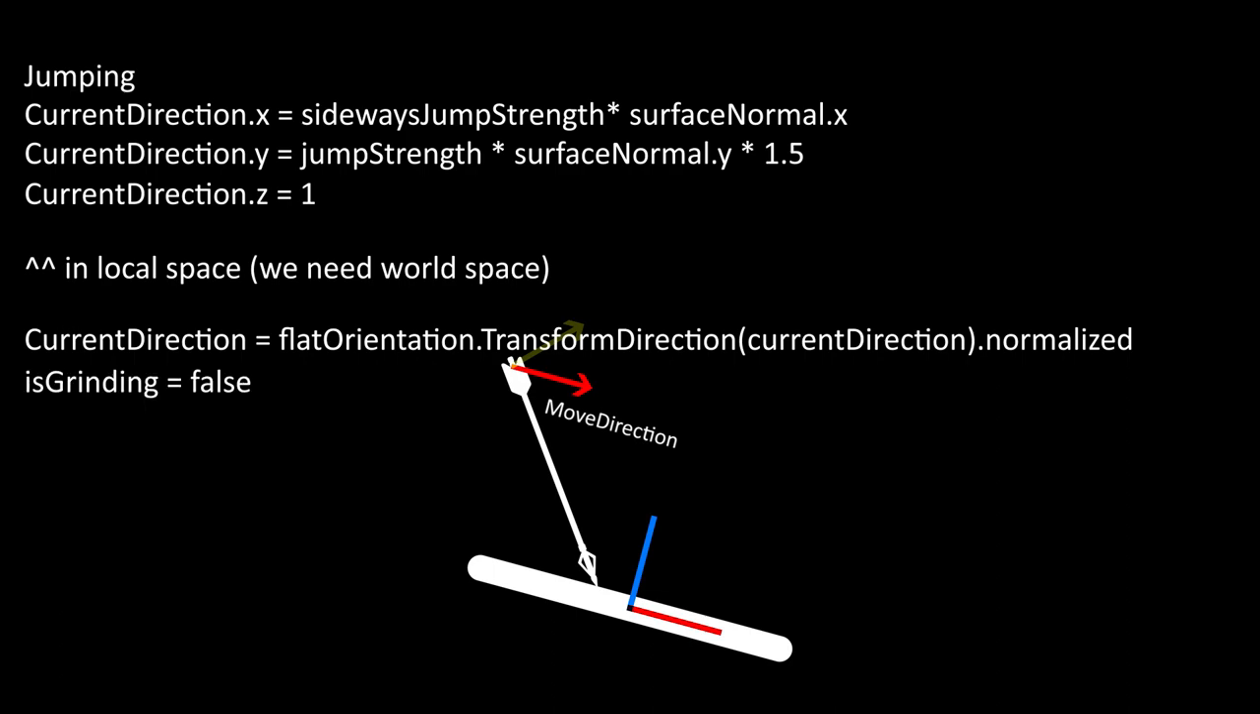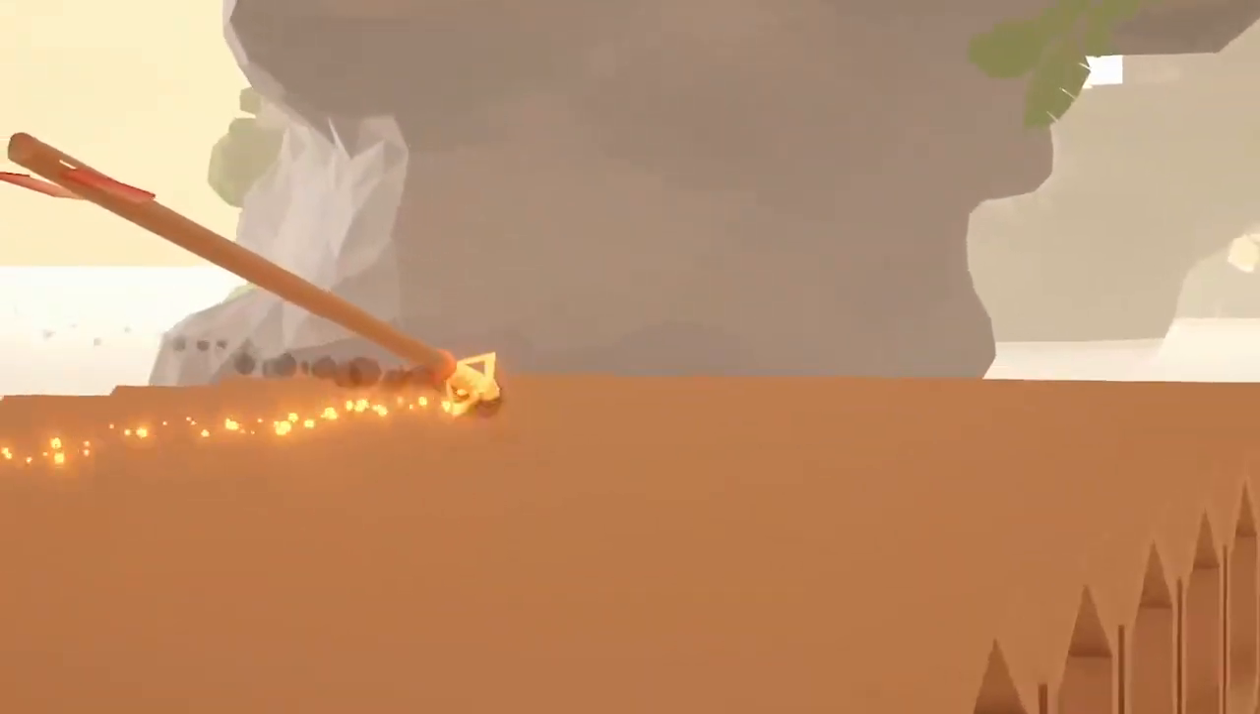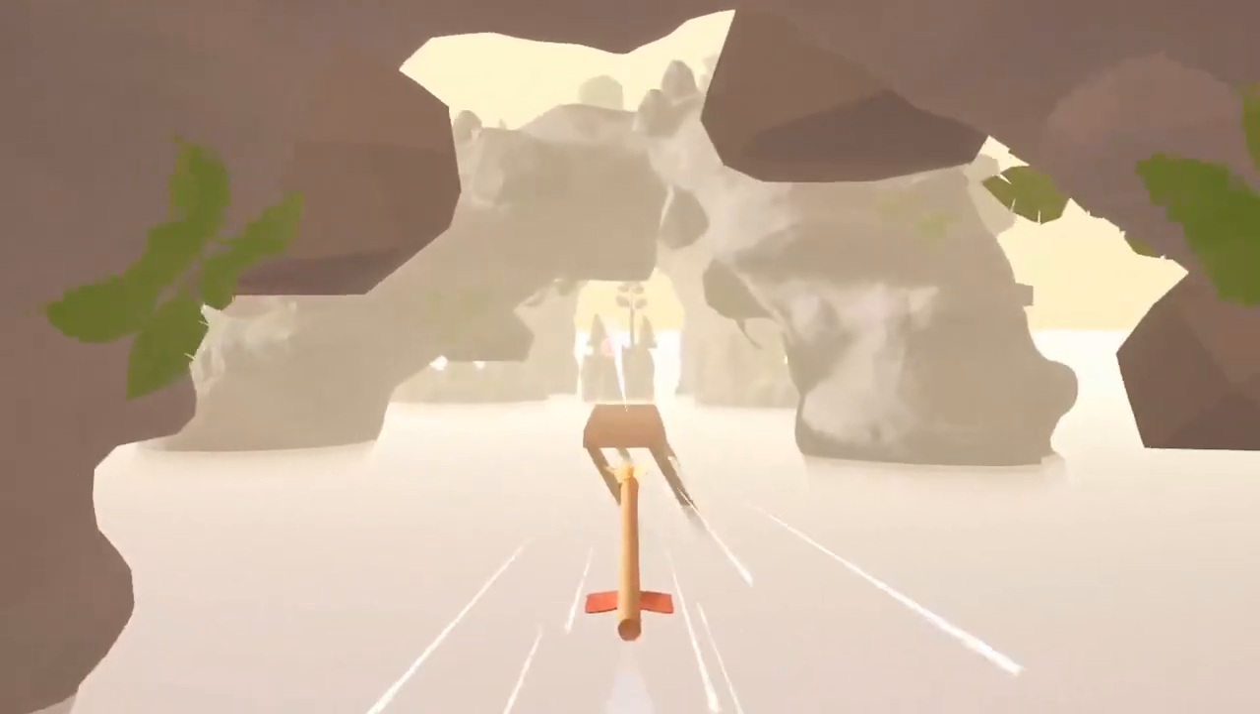The boolean "is grinding" also gets set to false when jumping. This would make the arrow snap to a different rotation after jumping. This is why the arrow mesh gets a smoothing applied to it. The orientation and flat orientation both snap to the current direction, which makes the physics more consistent.